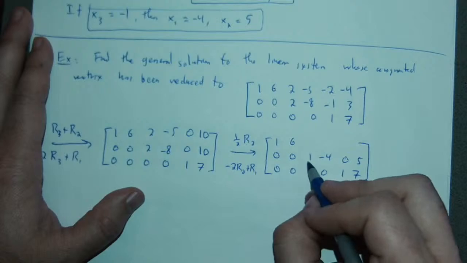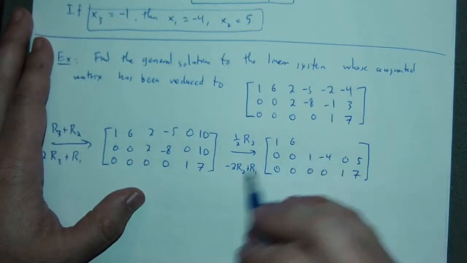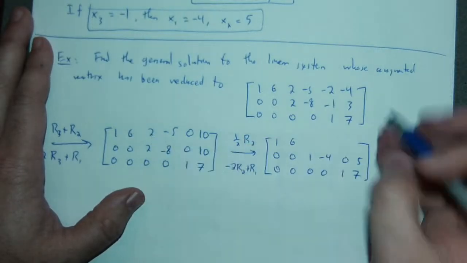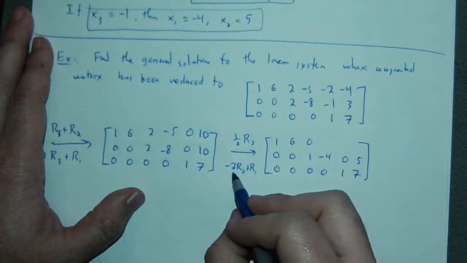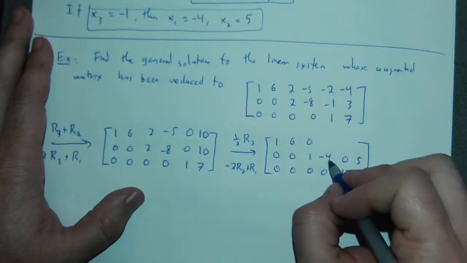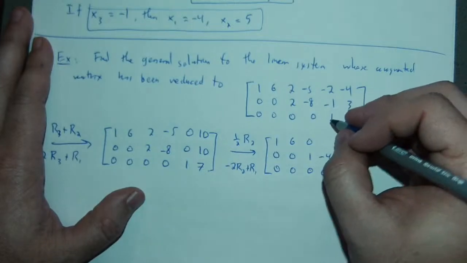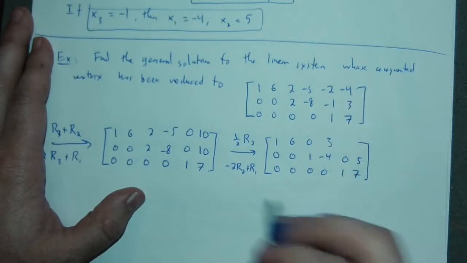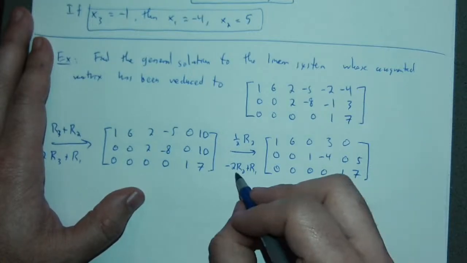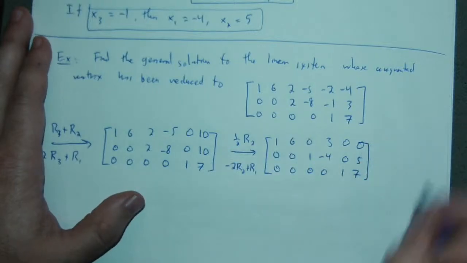So I have minus 2 times 1 plus 2, so that's 0. Then I have minus 2 times minus 4, which is 8, plus minus 5, which is 3. And then I have minus 2 times 0 plus 0 is 0. And then I have minus 2 times 5, which is minus 10, plus 10 is 0.